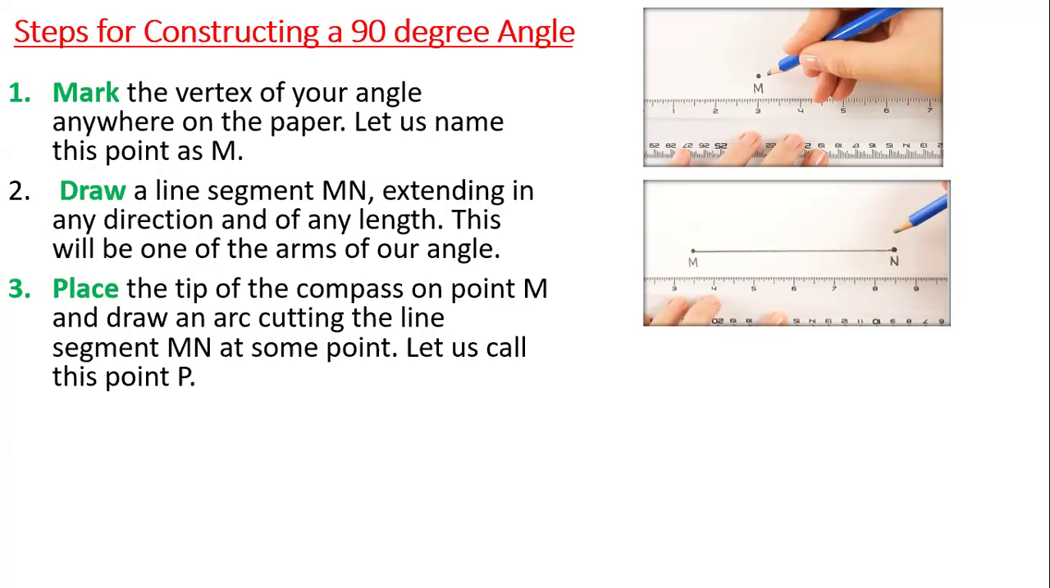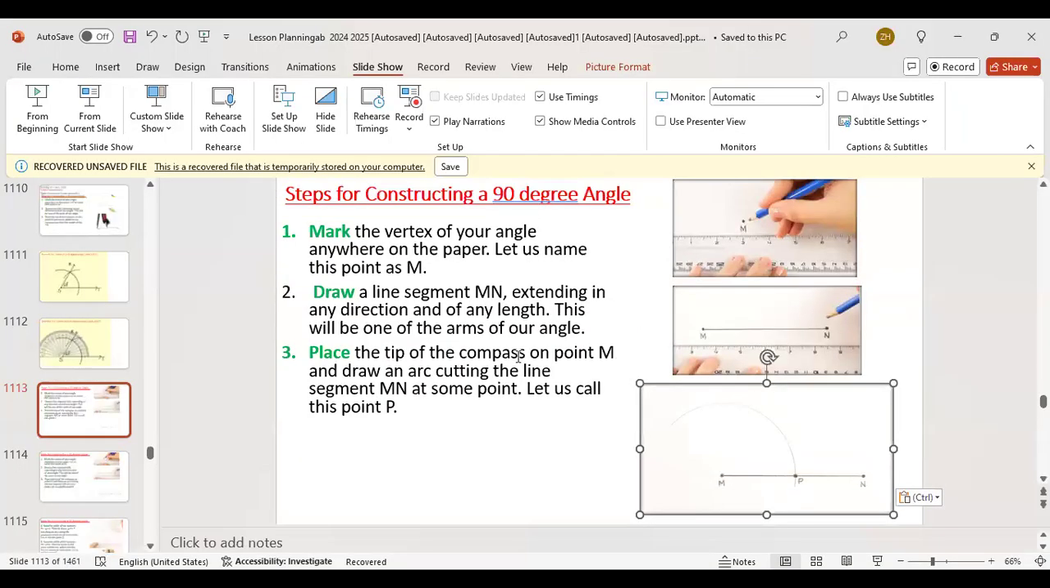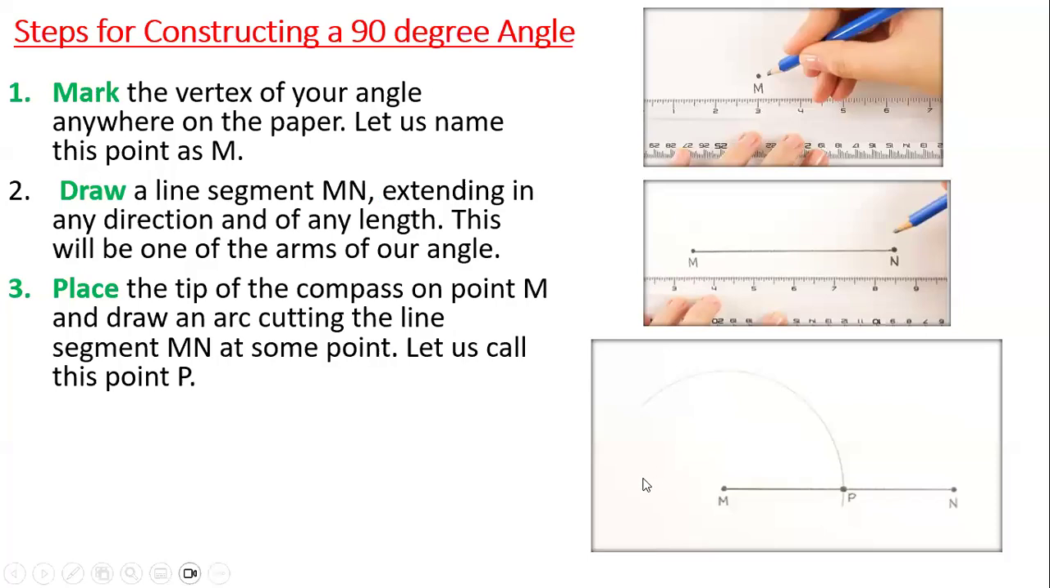Thank you. So the third point is, let me just show you all the drawing for that one. Like I said, the first several steps are just like drawing a 60-degree angle. So this would be the same thing as if we're drawing a 60-degree angle, right? We have the point, the vertex M. We have our line segment MN. We have an arc that intersects the line MN.